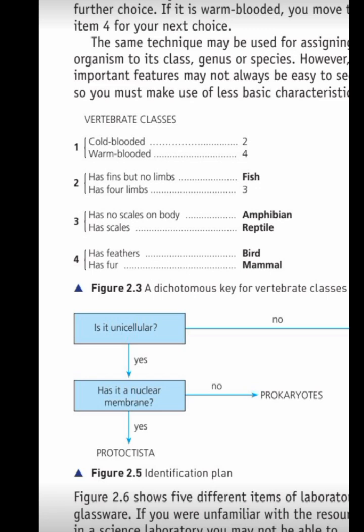Now we discuss the summary. By using such visible features as body temperature, fins or limbs, scales, and feathers or fur, we can classify all the vertebrates into fish, amphibians, reptiles, birds and mammals.